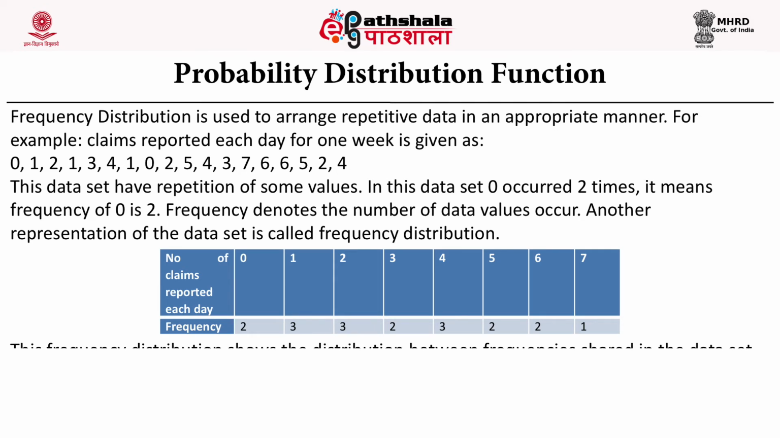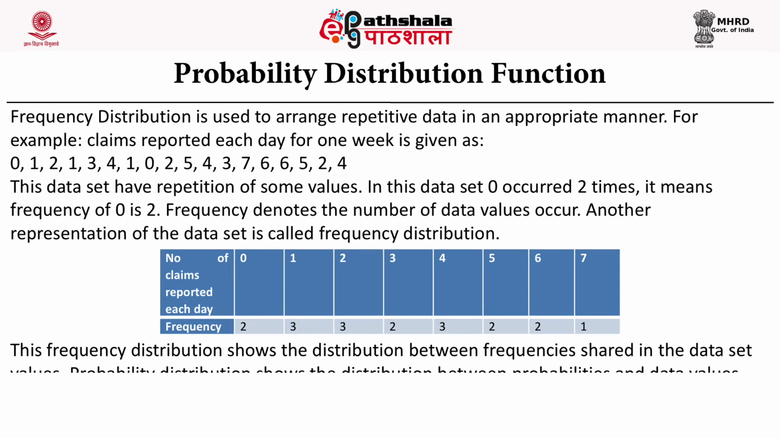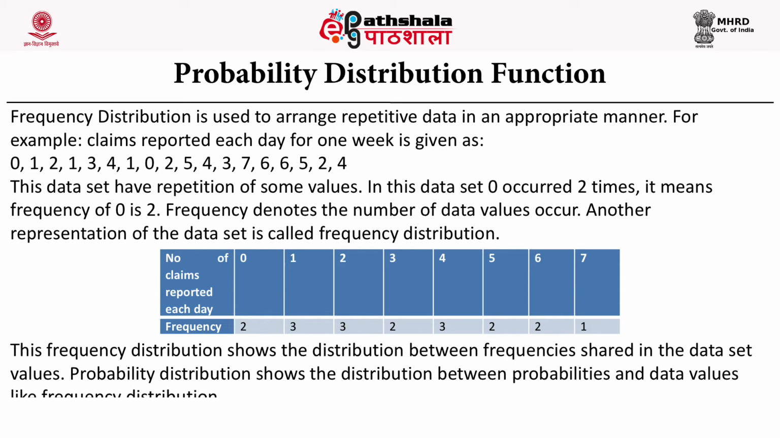So in the first row we have the number of claims reported each day. We either have no claims, or one claim, and so on. We have a maximum of 7 claims in a day, and frequencies are given in the second row. That is, if we have no claims, it occurs 2 times. If we have one claim, it occurs 3 times, and so on. This frequency distribution shows the distribution of frequencies across the data set values.